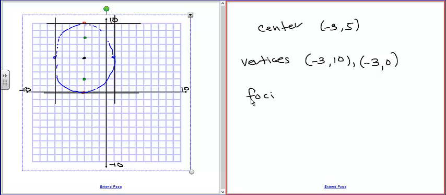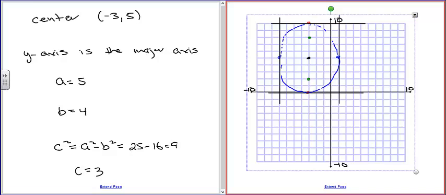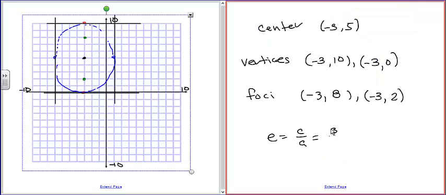The foci are at the same x value as the vertices, so it's negative 3. And so we're at 5, 6, 7, 8, and down 5, 4, 3, 2. And the eccentricity is c over a, and c was 3 and a was 5. So 3/5, or 0.6.